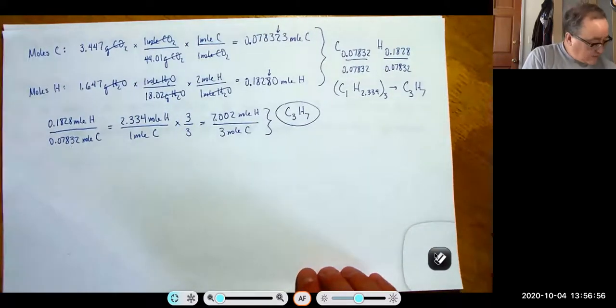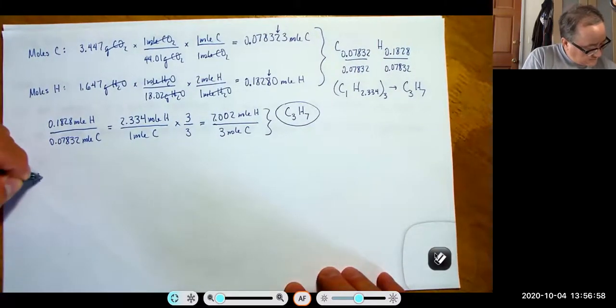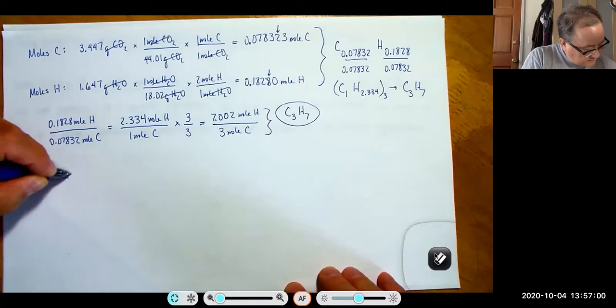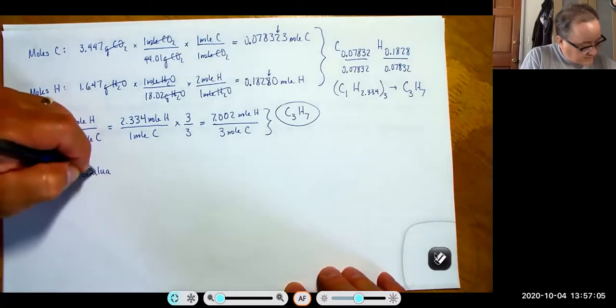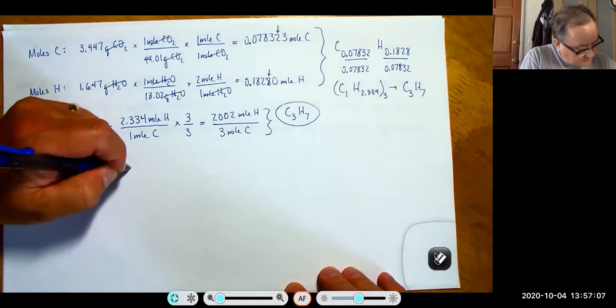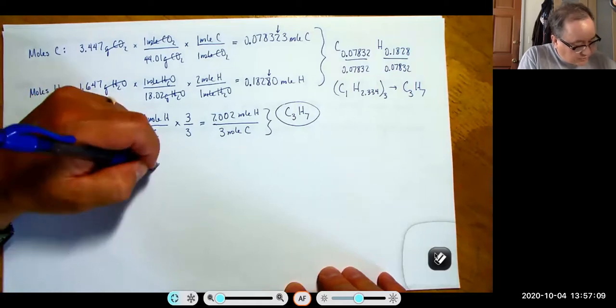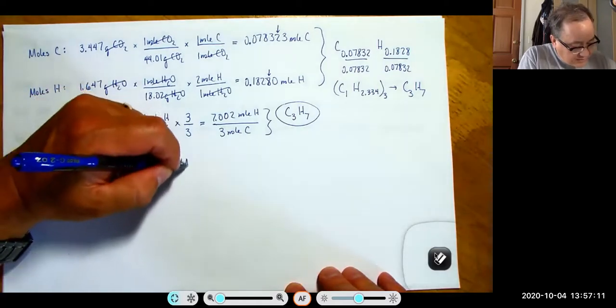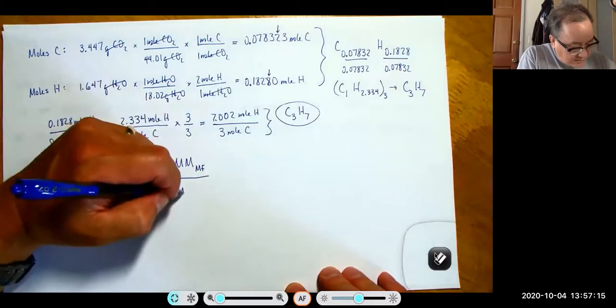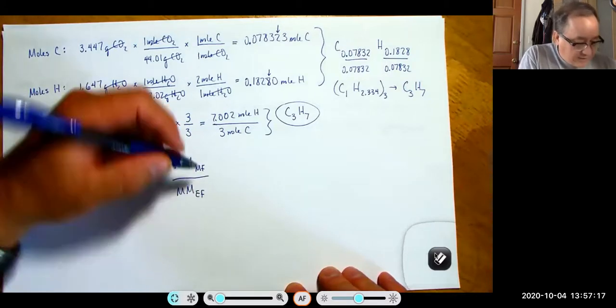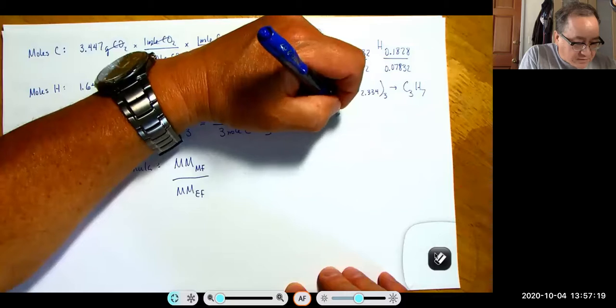Now, to get the molecular formula, whoops, I can't spell formula. What you're going to do is take the molar mass of the molecular formula divided by the molar mass of the empirical formula. And remember, this is the empirical.